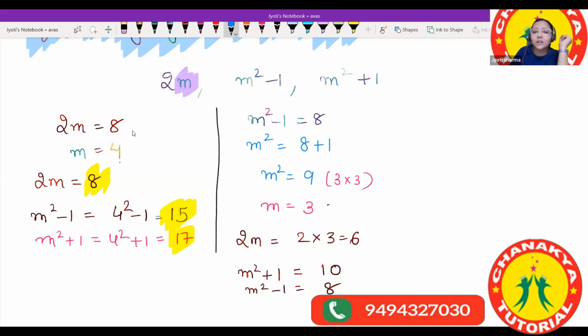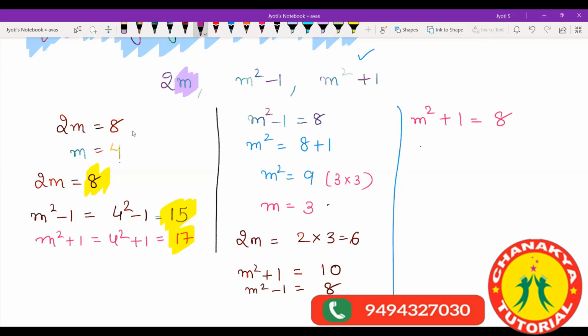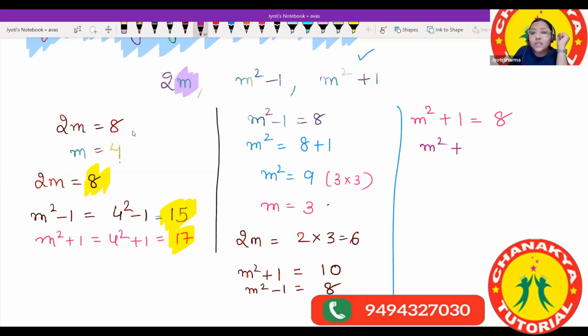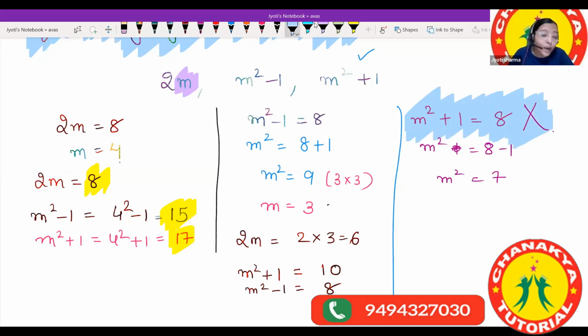Now, let's find through this one first. As I'm telling you, you can take any one of them first. m square plus 1 is equal to 8 again. Right? Now, see, m square is equal to 8 minus 1. Here, kids, you cannot find the value of m. So this is not possible. You cannot find your Pythagorean triplet using this equation. Are you getting my point?